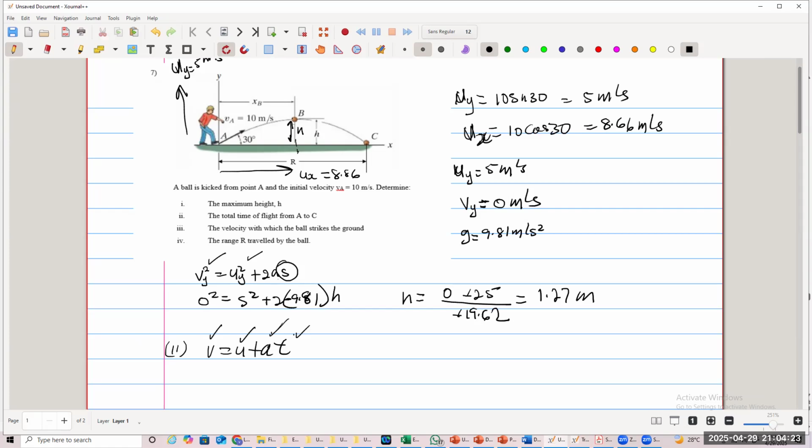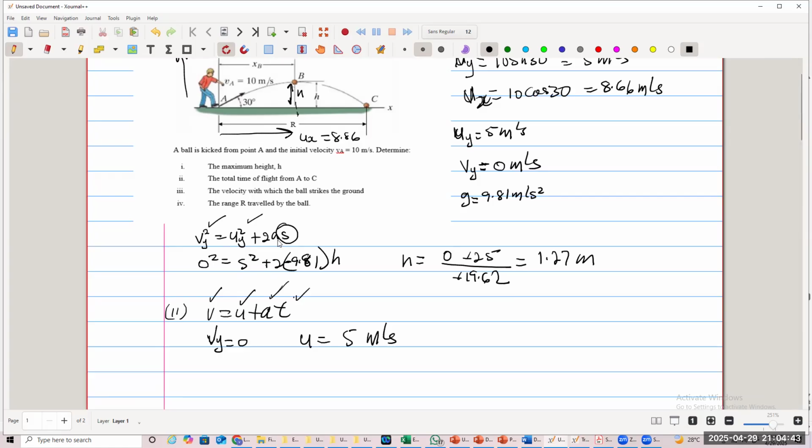You agree that we have those? What's the final velocity at the maximum height? Zero. Right. So Vy is 0, but U is equal to 5 meters per second. So your T to go halfway, to maximum height, is going to be equal to 0 minus, all right, let me do it the right way, because if you're not following, it doesn't make sense. So we're just going to plug it into the formula that we have there.